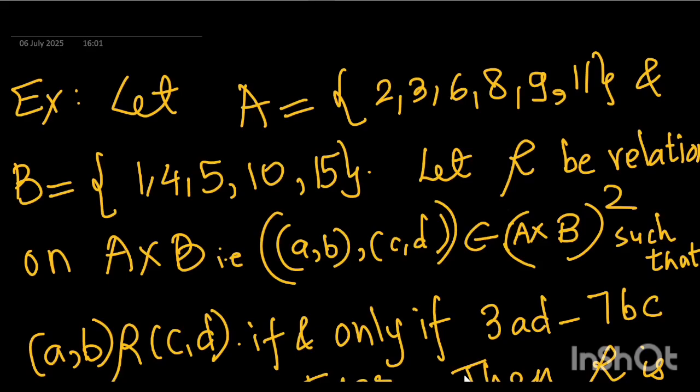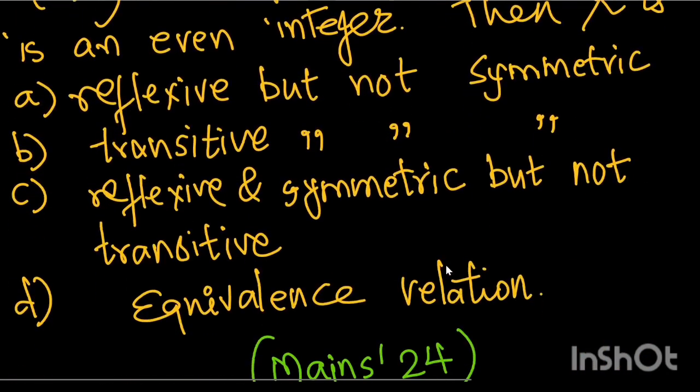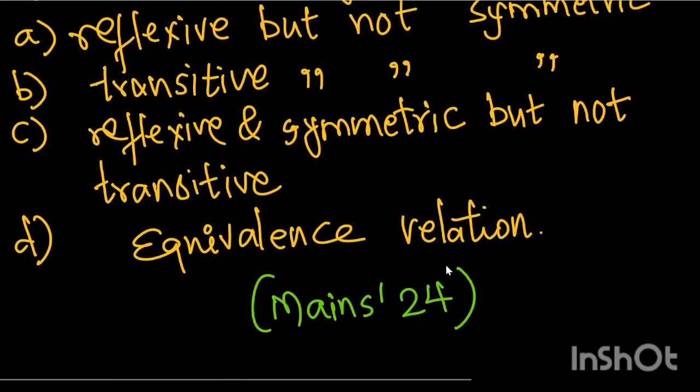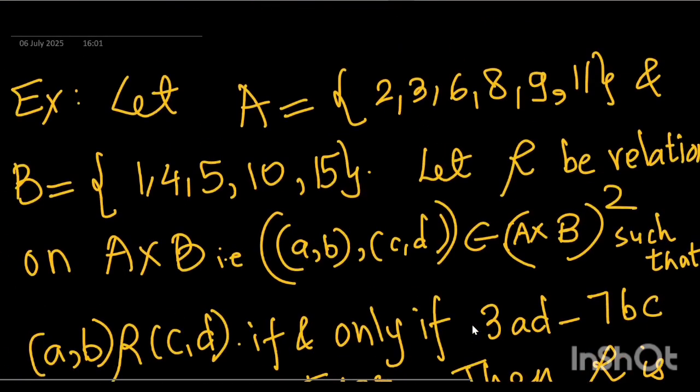Let's take a question from Mains 2024. Okay, this is a question which goes like this, guys. Let set A be {2, 3, 6, 8, 9, 11} and set B be {1, 4, 5, 10, 15}.